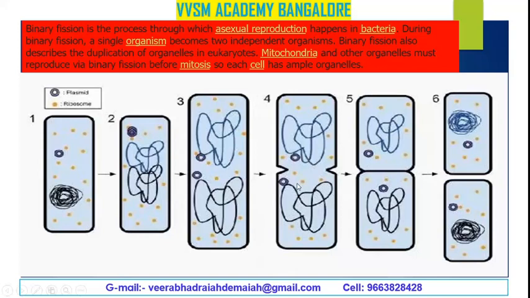Binary fission also describes the duplication of mitochondria and other organelles in eukaryotes, which are reproduced via binary fission before mitosis. So the cell has simple organelles. These are the steps involved in binary fission.